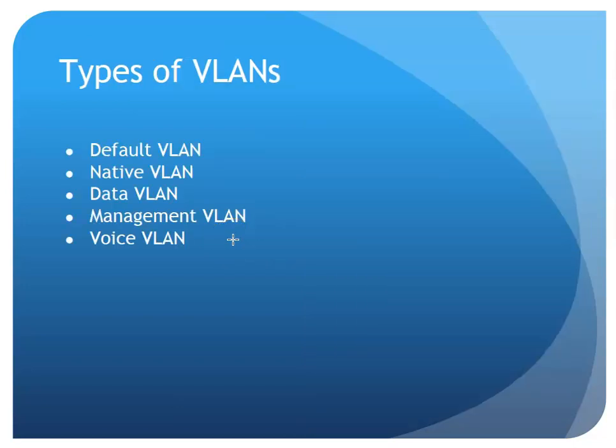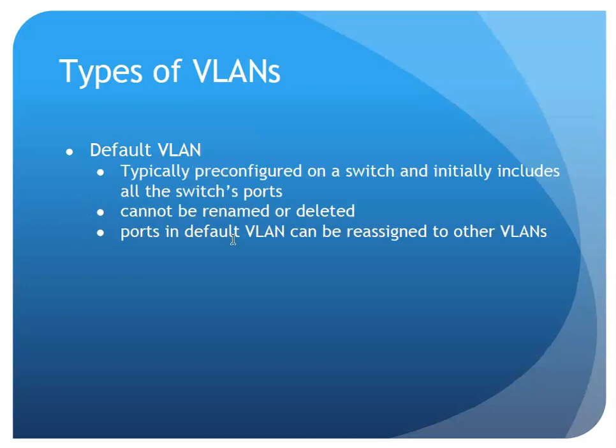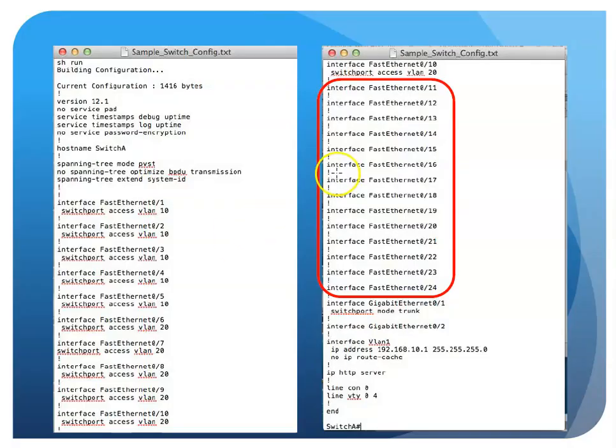The book mentions a couple VLANs that we have: default, native, data, management, voice. Default is the one that's already pre-configured. It's there by default. I can't delete it. Typically everything is assigned to it. What you typically do is add VLANs and put ports into the new VLANs you create.